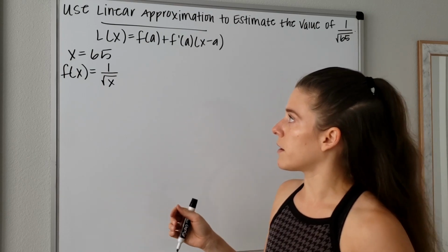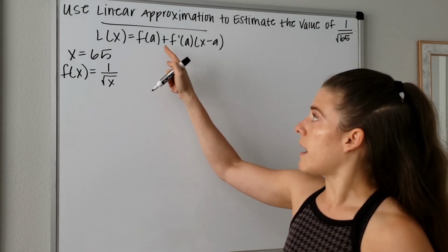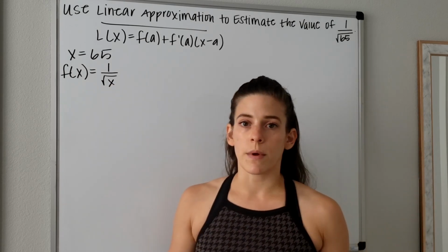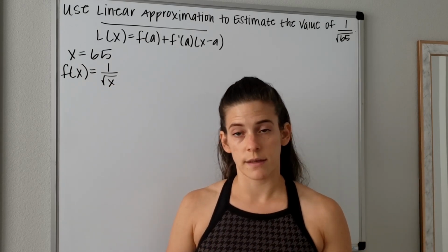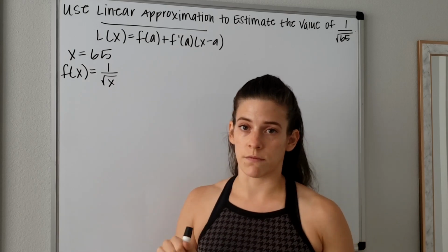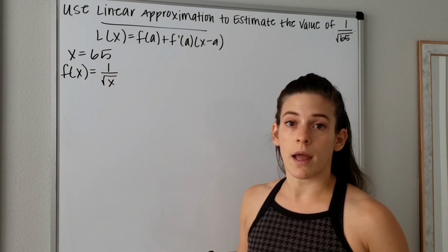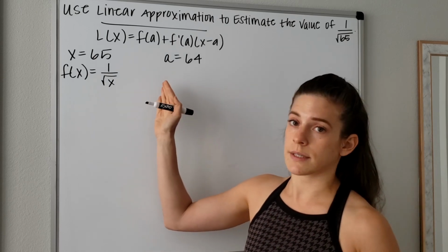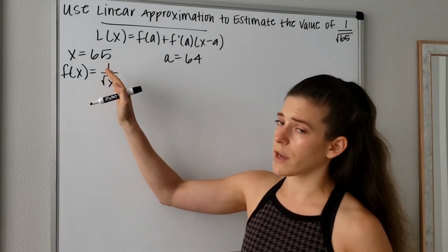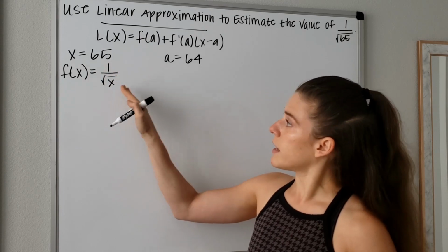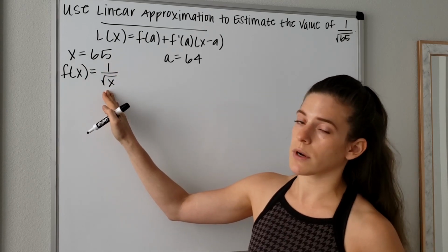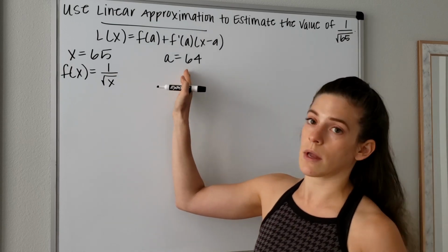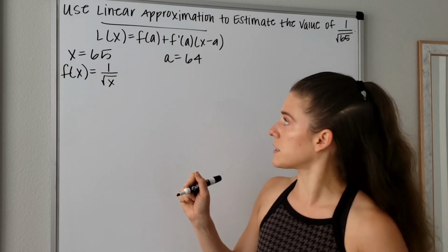Now you may be wondering, I'm seeing an a up here. F of a, f prime of a, not f of x. What's a? A is a number that we pick that is close to x, that is much easier to plug into this formula. Here we're going to set our a equal to 64. Why set a equal to 64? Like I just said, because 64 is very close to 65. And taking the square root of 64 is going to be a lot easier than taking the square root of 65. We'll get a whole number when we take the square root of 64.